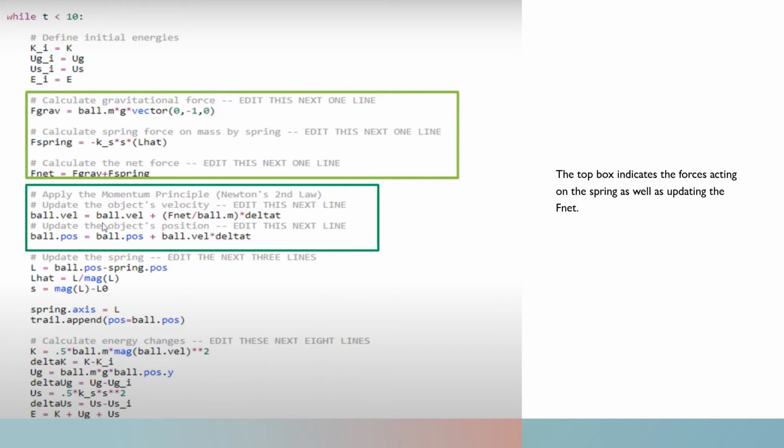Here we have our initial energy is equal to our final energy to satisfy our energy equation. Then we have the force of gravity, the force of the spring, and the net force. Then we have our velocity update and position update formula. Then here at the bottom we have our kinetic energy, change in kinetic energy, gravitational energy, change in gravitational energy, spring energy, change in spring energy, total energy, and change in total energy.